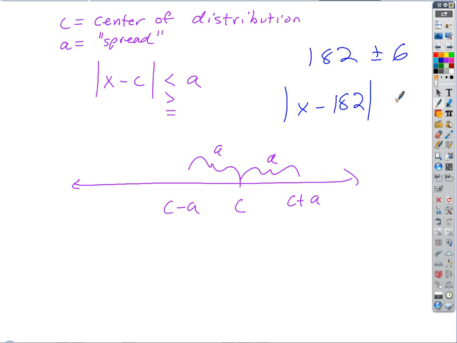Equals. Well, okay, if we said equals, what's that going to do? If we said equals 6, then the only values that would work would be 182 plus 6 and 182 minus 6. So what do you think we probably want there?